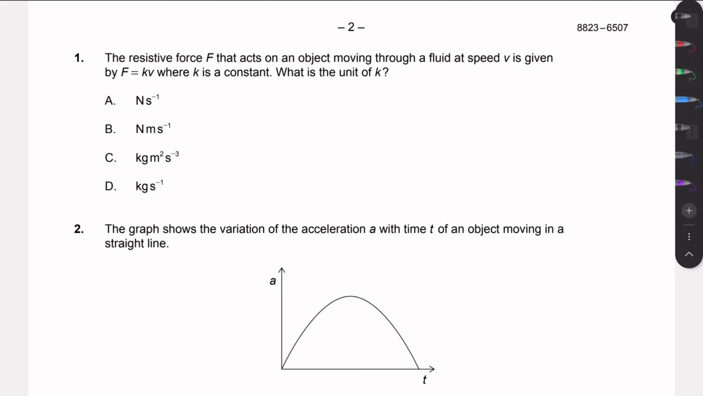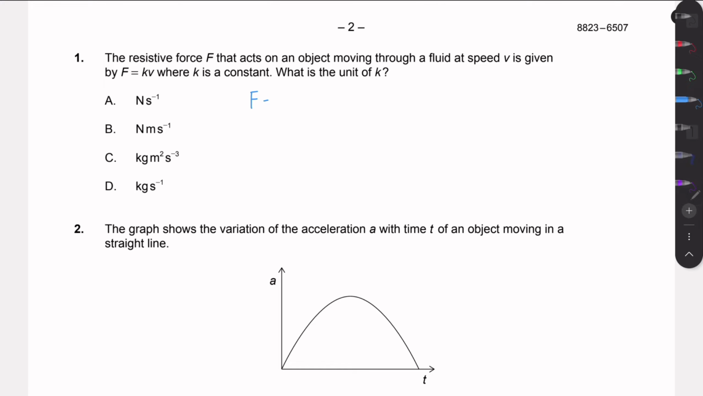So in the first question, we're given that a resistive force acts on an object moving through a fluid with a speed v, and we're given this equation where k is a constant, and we need to determine the units of k. So in these questions, we usually want to write down the units of everything in SI units and see what k has to be, so the left side and the right side have the same units.